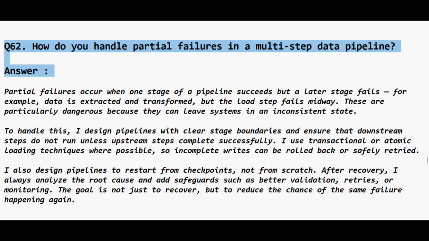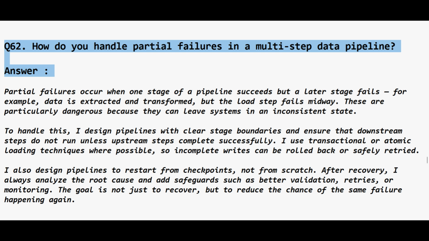Question 62. How do you handle partial failures in a multi-step data pipeline? Answer. Partial failures occur when one stage of a pipeline succeeds but a later stage fails. For example, data is extracted and transformed, but the load step fails midway. These are particularly dangerous because they can leave systems in an inconsistent state.